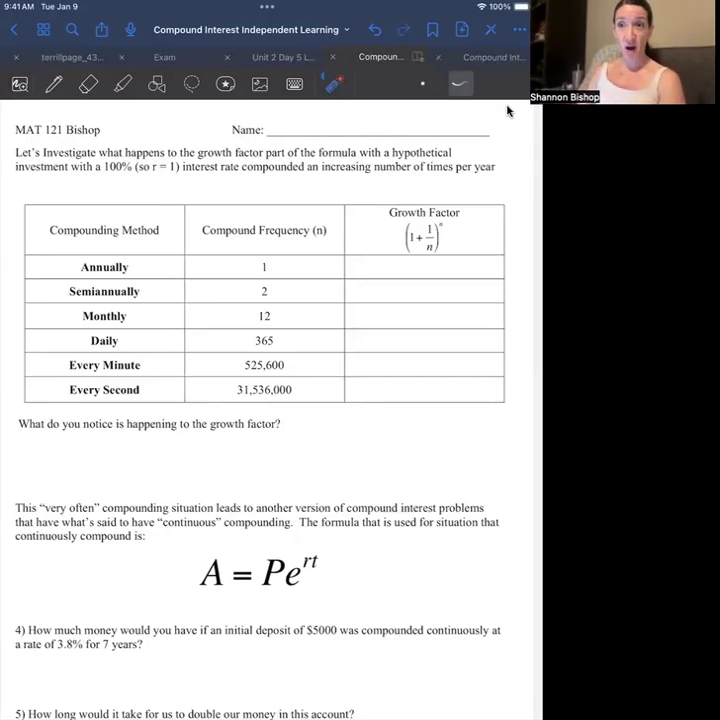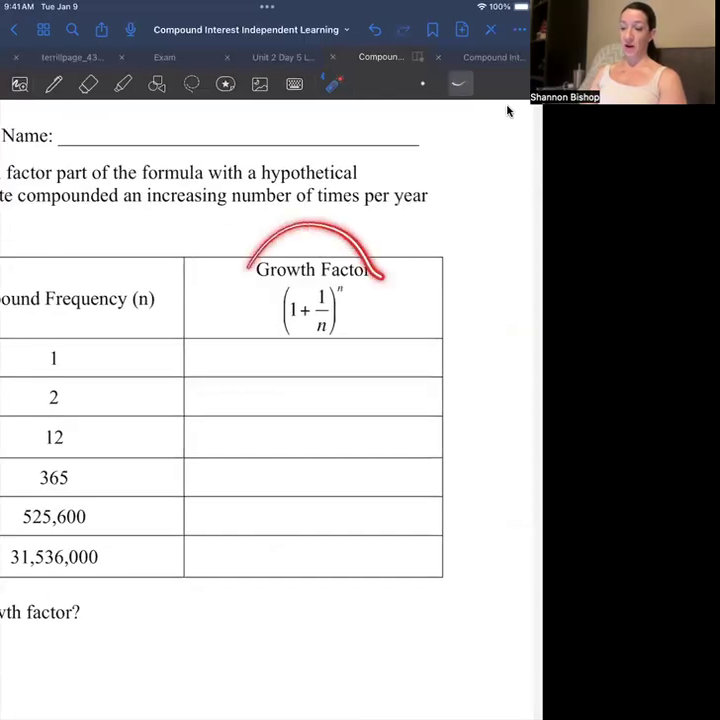What if the number of compounds were to increase from annual to semi-annual to monthly to daily to every minute or even every second? We're going to look at what happens to that growth factor component of that formula from our previous page. So remember that since it's growth, that's why we have the 1 plus there. And then those compounds are just going to be in the denominator getting divided, just like before, and also in the exponent position, just like before.